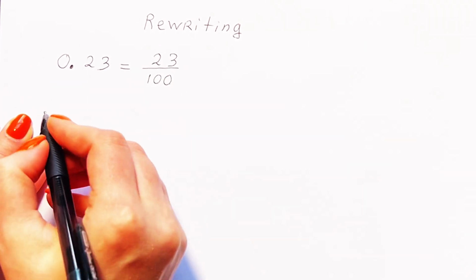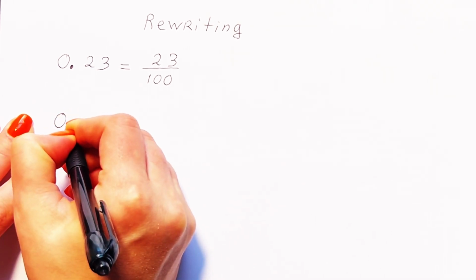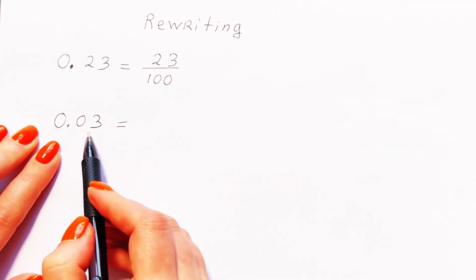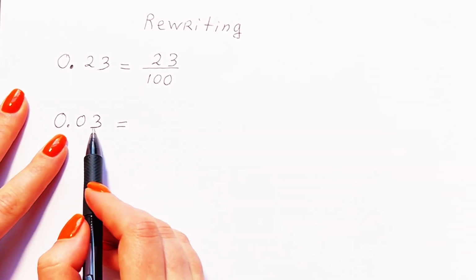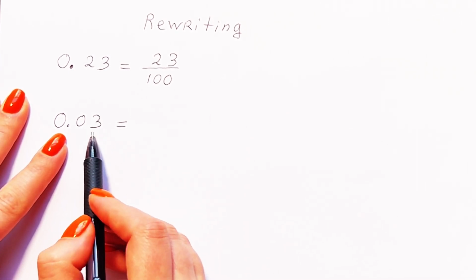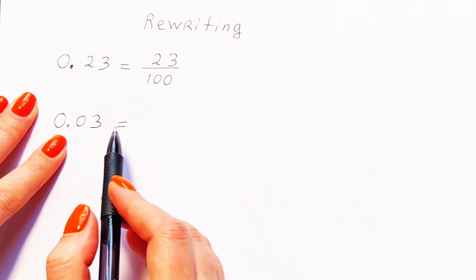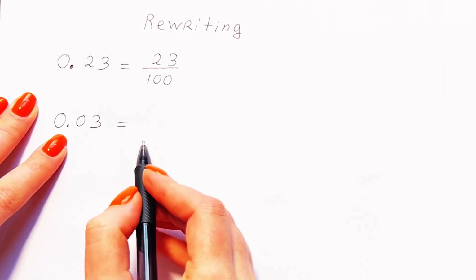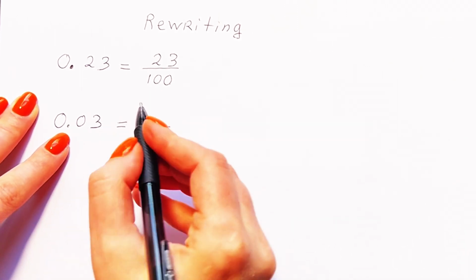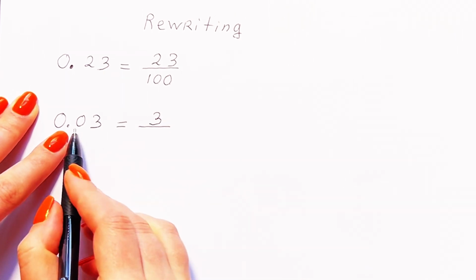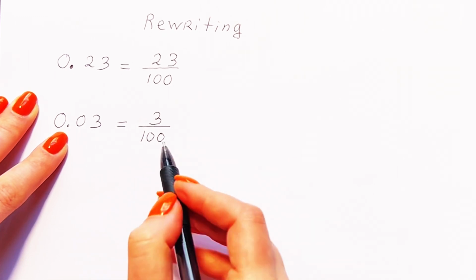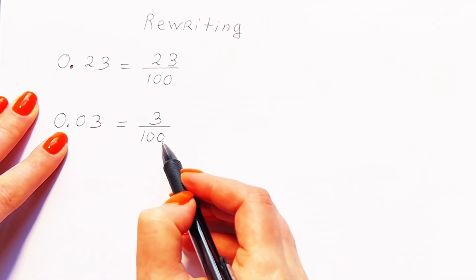Let's look at another example. I have 0 and 3 hundredths. Why am I reading 0 and 3 hundredths, not tenths? Because the last digit, which is 3, is in the hundredths place. Again, the same way, I don't have a whole number. It's going to be a proper fraction. Numerator is going to be the number after the decimal point. What number do I have? 3. It's going to be in the numerator. And how many digits? 1, 2. 2 zeros. It means it's going to be 3 over 100 or 3 hundredths.